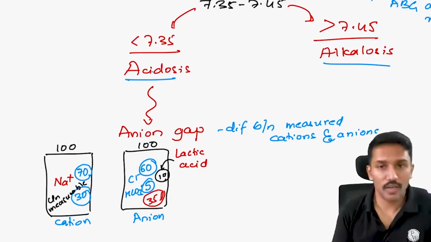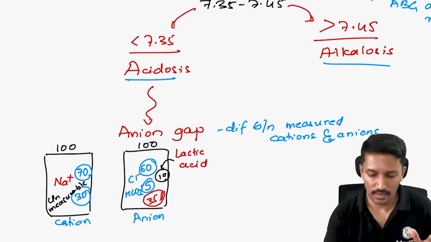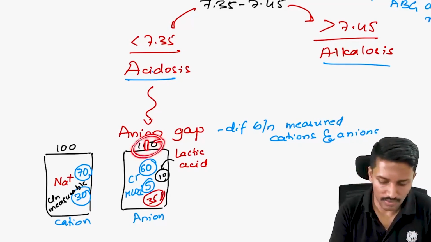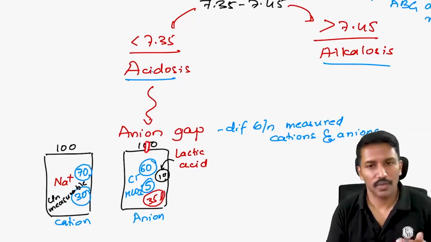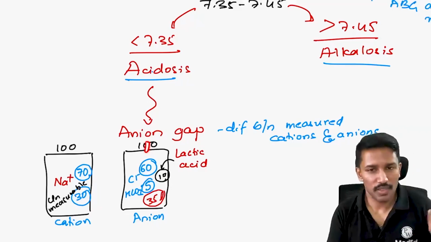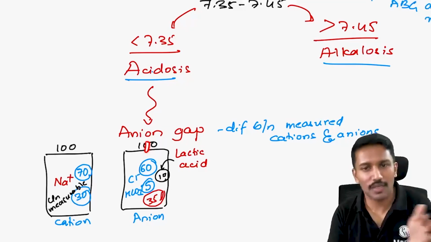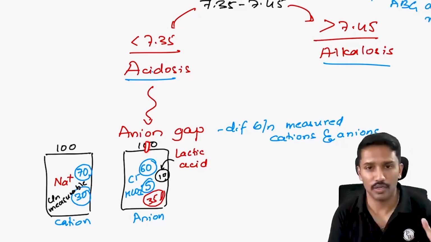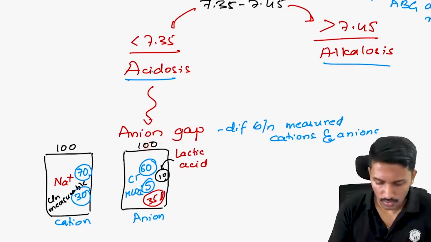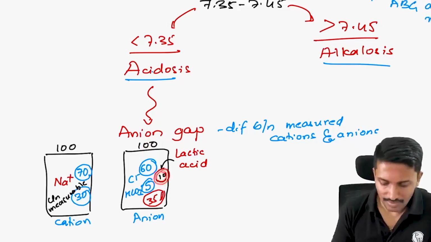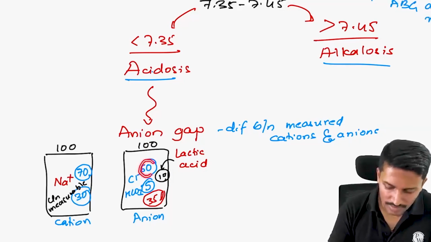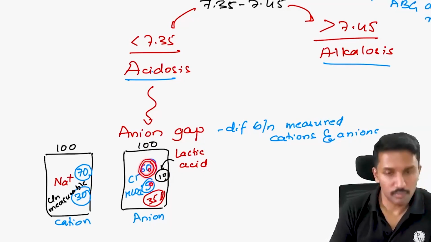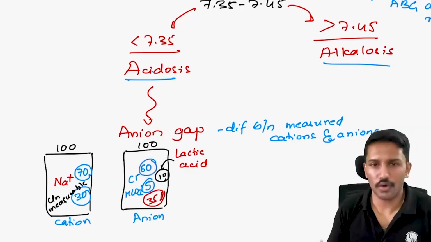Now the body has to maintain electric neutrality, right? There can't be 110 anions and 100 cations. The problem is if there is excess charge, basically there is a potential difference and it becomes flowing electricity. That doesn't happen in nature, right? So now what should I do if I have added 10 lactic acid molecules? That has to be compensated by decreasing the chloride and bicarbonate molecules. That is how the body has to compensate, right?